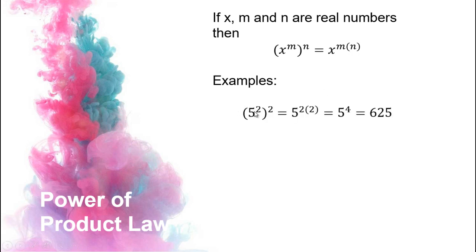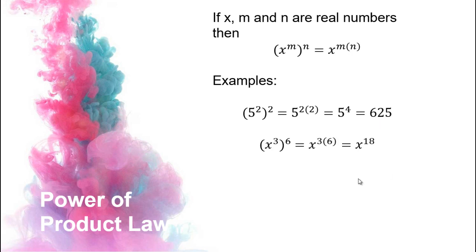If we have 5 squared raised to another power 2, what you're going to do is copy the base, 5, and then multiply the two exponents, 2 times 2. That is equal to 5 raised to the power of 4. Again, if our base is a number, we can get its value by multiplying 5 by itself 4 times. So that is 5 times 5 times 5 times 5. That is 625. So 625 is the answer.